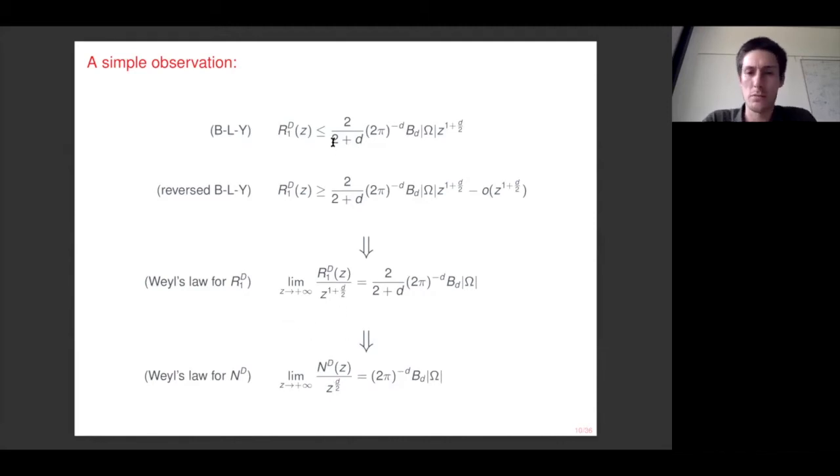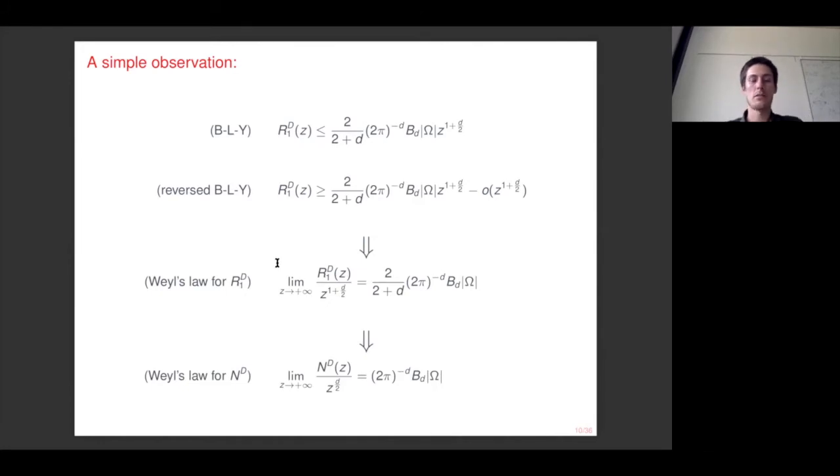So this is only a simple observation to see that these two-sided bounds in the framework of Riesz means can also be understood as a simple way to prove Weyl laws. So this completes this part on the Dirichlet Laplacian.